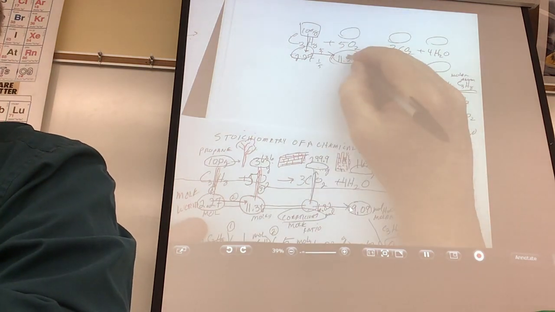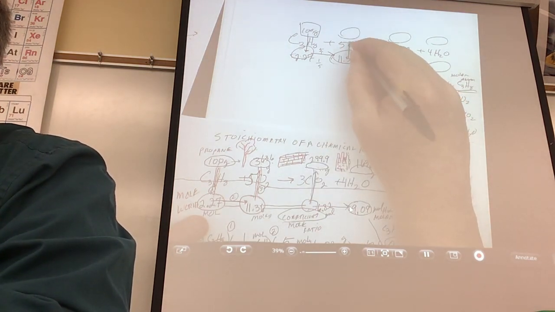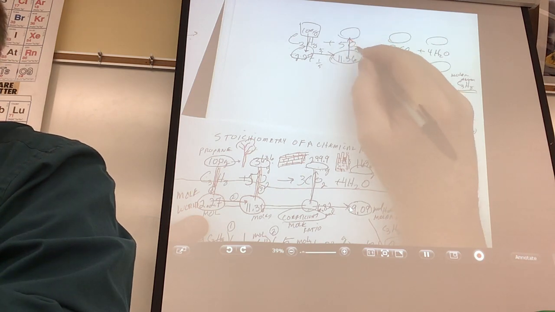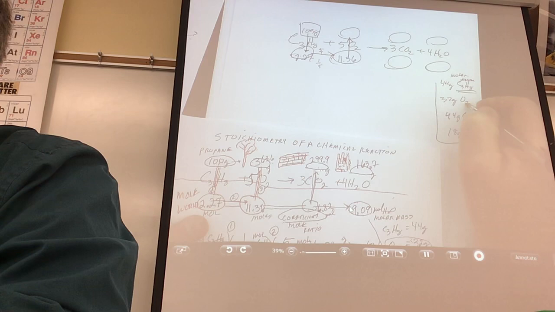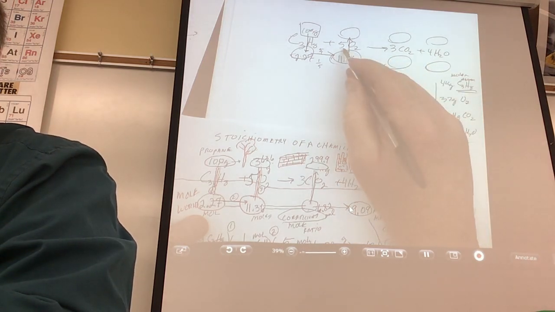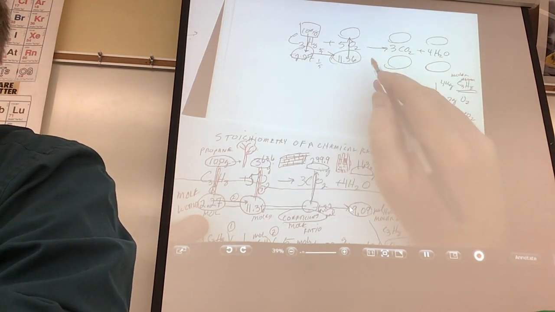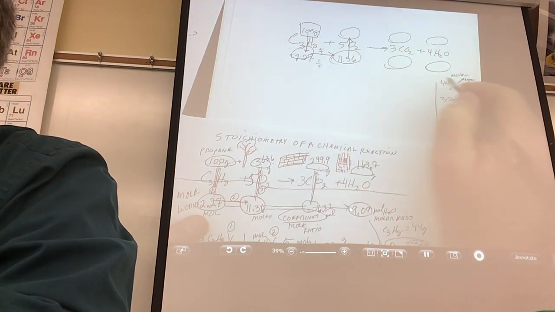When you go up out of the mole world, you multiply by the molar mass. Do it. Multiply this by the molar mass of O2. Don't pay attention to that coefficient. We only look at coefficients going sideways. Multiply this times the molar mass of O2. Do it.